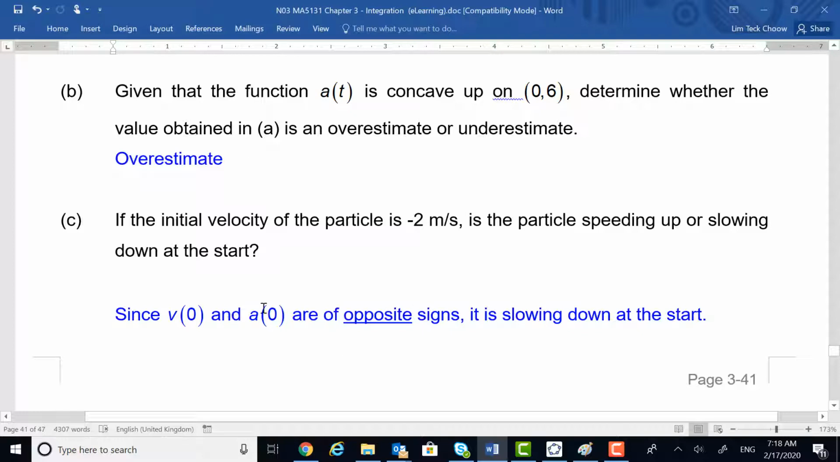So that's something very important to note. You're only speeding up if these two have the same sign, either both positive or both negative. Otherwise, it's slowing down.